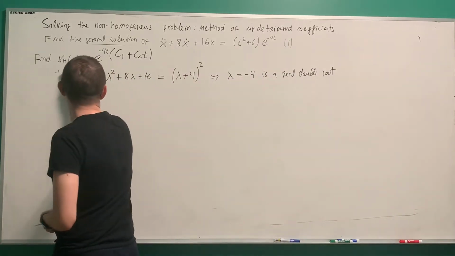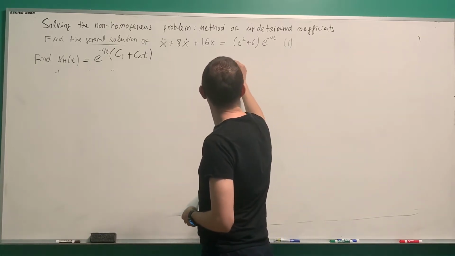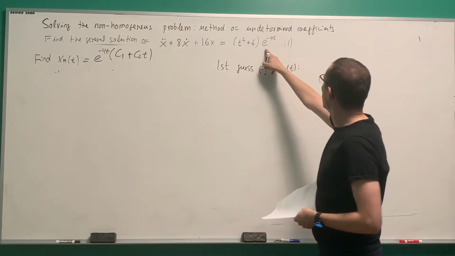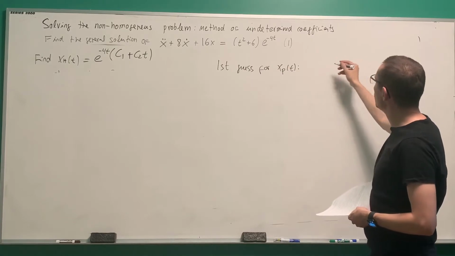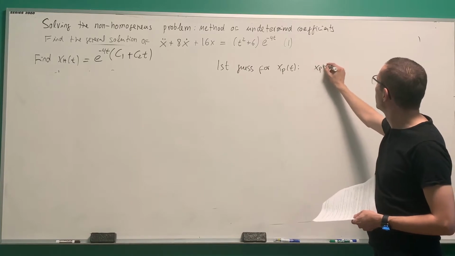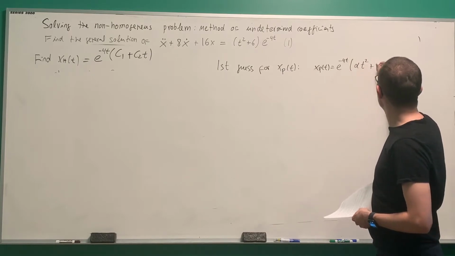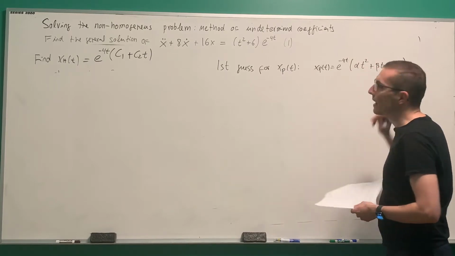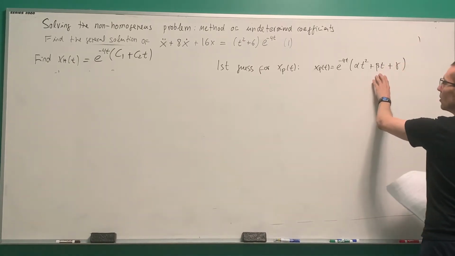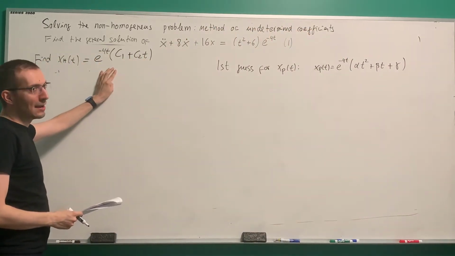Step 2, let's make a guess for the particular solution. So, first guess for xp of t. Well, looking at the inhomogeneity, our first guess should be a polynomial of degree 2 times an exponential. So it should be xp of t equals e to the minus 4t times (alpha t squared plus beta t plus gamma). Now, step 3 of the method, check if the particular solution overlaps with the general solution to the homogeneous problem. And it does.